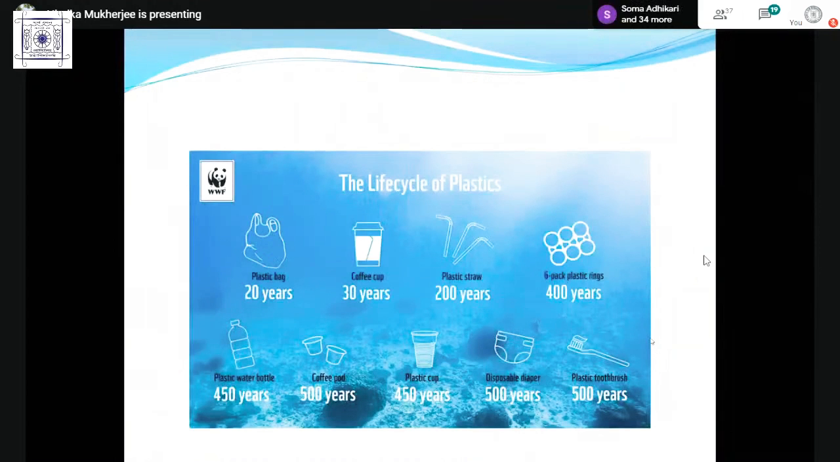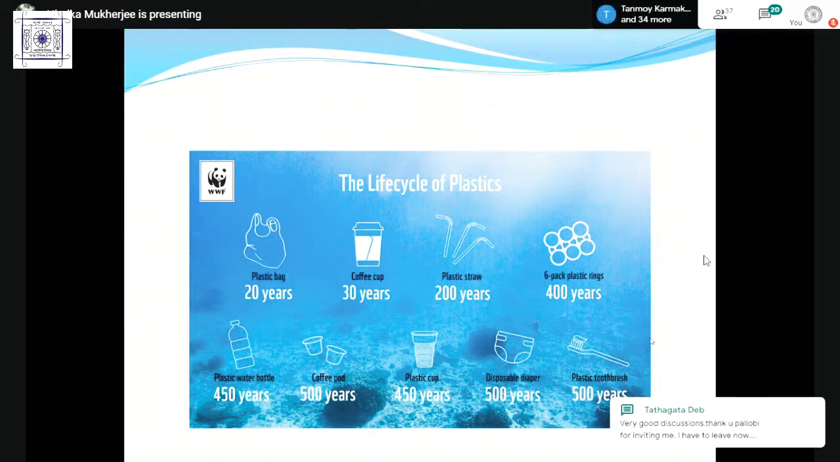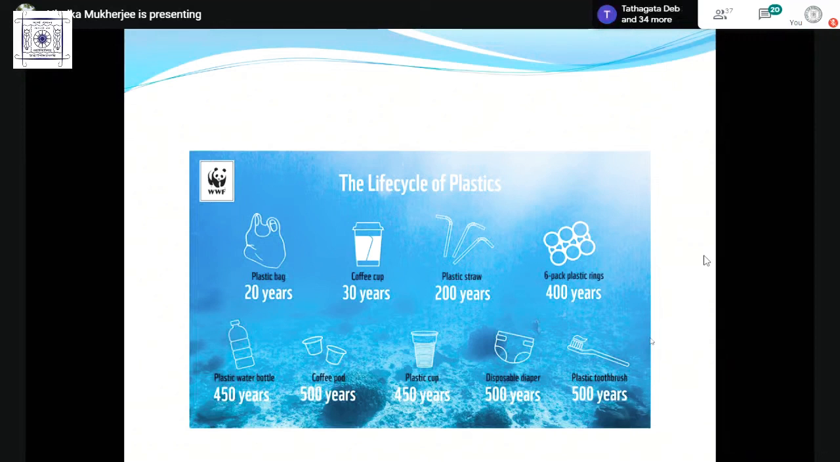So if we look at the life cycle of plastics, we will see that a plastic bag lasts up to 20 years. This is how many years it takes for the plastic to decompose. So plastic bags take 20 years. A coffee cup might take 30 years. Plastic straws take 200 years. A plastic bottle takes 450 years. A toothbrush takes 500 years. So these are the life cycles of plastics.